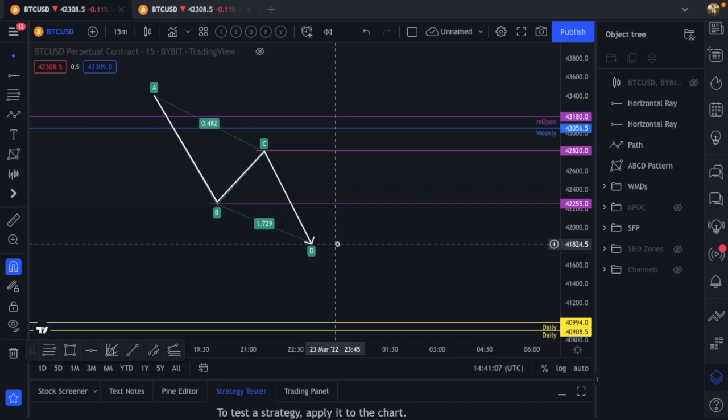So that is it for the AB equals CD pattern. We're going to talk a lot more in depth about risk management, stop losses, projections, and take profit targets with the other harmonics as they are more relevant in Bitcoin.